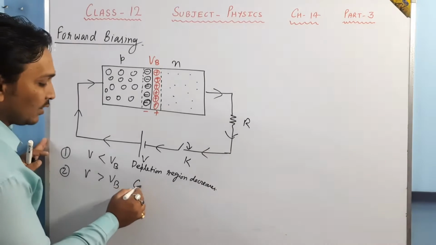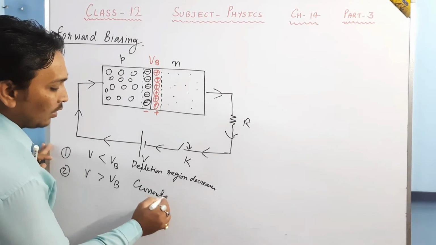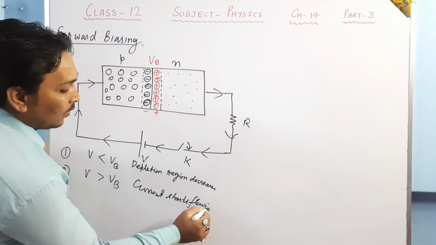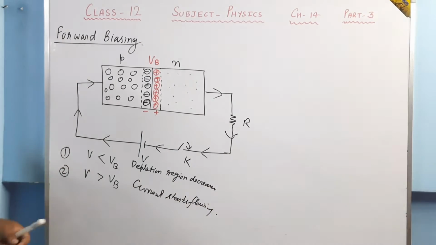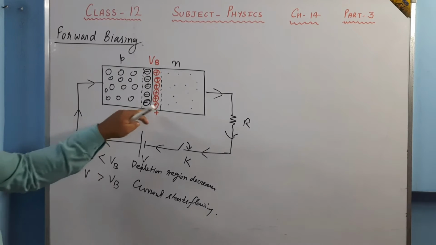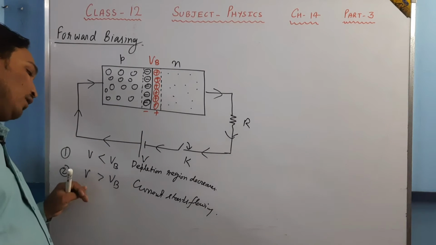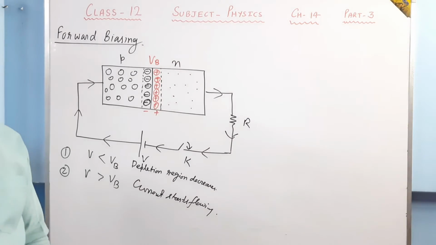In this, current starts flowing. In the earlier case, current was not flowing because VB was greater than V. The obstruction was greater than the applied potential. But in this region, what is happening? V is greater than VB, so current starts flowing.